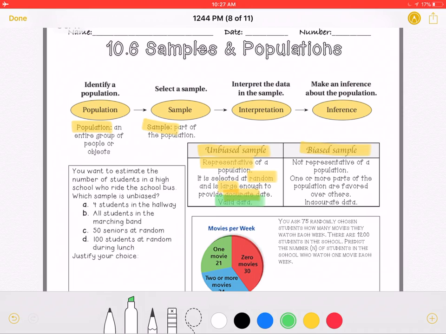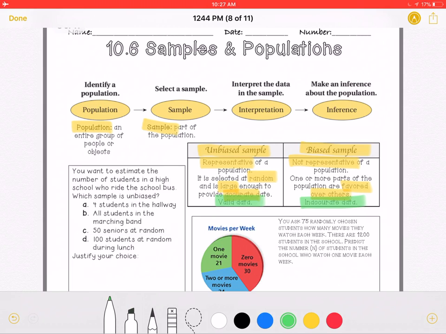Whereas a biased sample does not properly represent the population as a whole. So one or more parts of the population are favored over others. So we would call this inaccurate data or not valid data. If a sample group is biased, then they're not going to give us good, valid results.